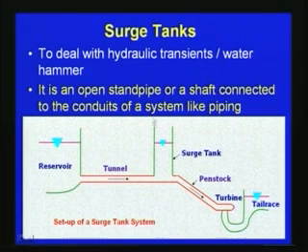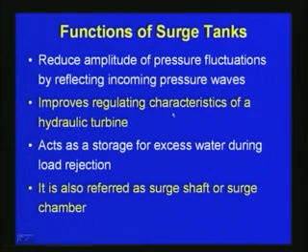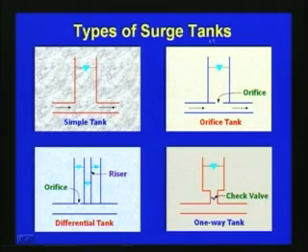Since we have a large standpipe, the so-called surge tank or shaft, we can easily control what happens at the turbine by using valves. So, it improves the regulating characteristics of the hydraulic turbine, and it also acts as storage for excess water during load rejection. It is also referred to as a surge shaft or sometimes a surge chamber. There are different types of surge tanks.